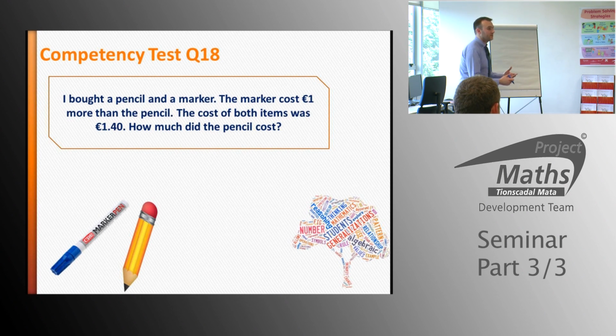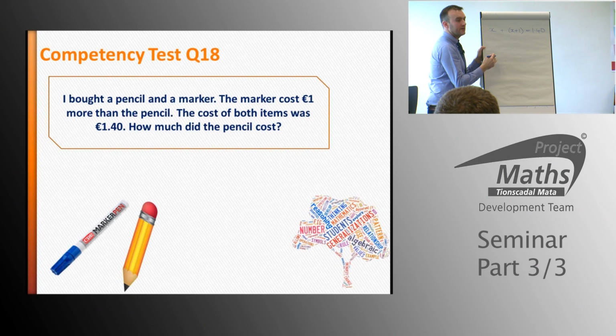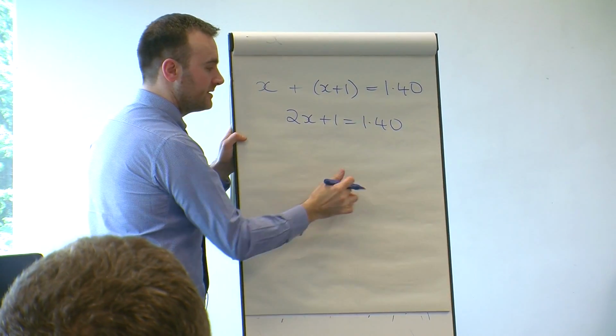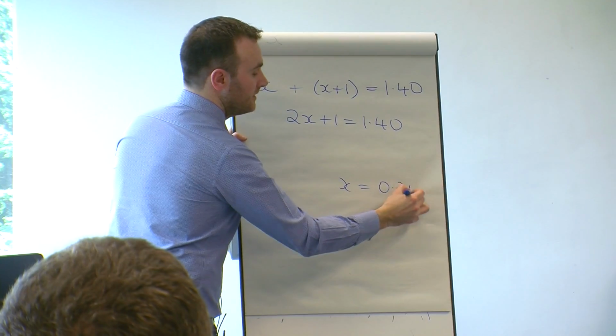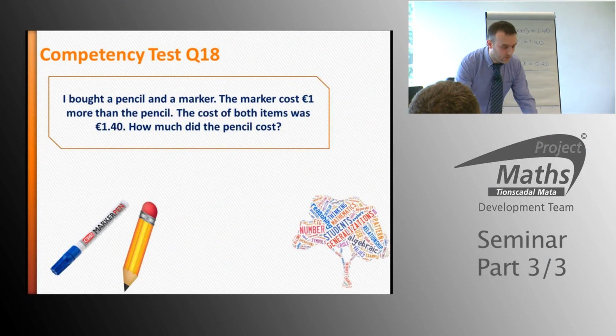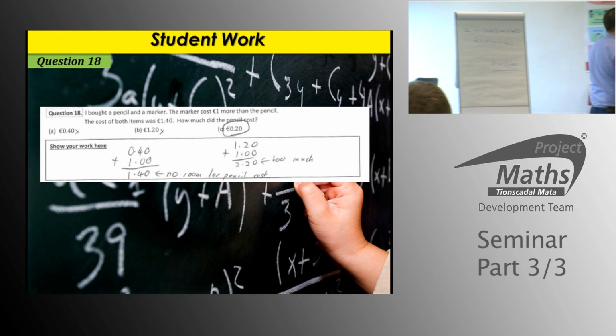If you put some algebra onto it, let's say we define the cost of the pencil in euros as X, then what's the cost of the marker? It's X plus 1. And what's the sum of them? Is 140. And look at how fast algebra sorts out a tricky enough problem to think about. So we've got 2x plus 1 is 140. And again, if I go on and solve it in the correct manner, I get x is 20 cent rather than 40 cent.